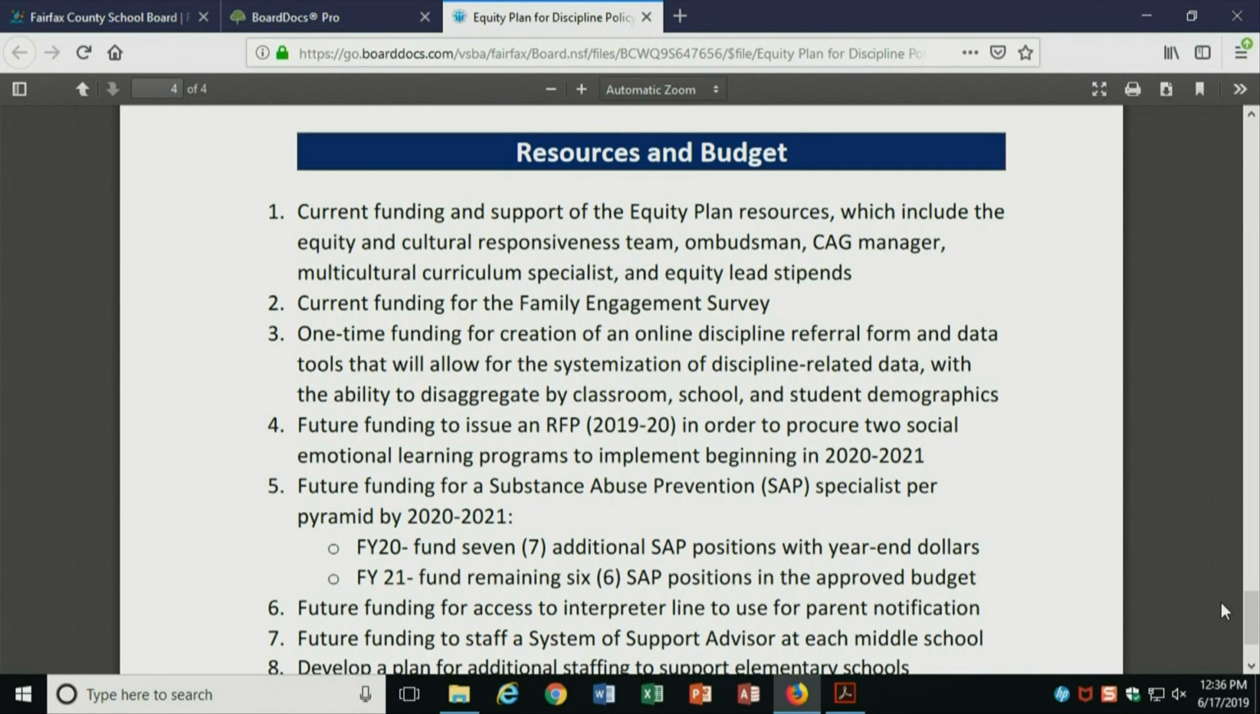The last area is for our resources and budget in order to do this work. Number 1 and 2 are really that we continue the current funding that this board has committed to around our equity plan and our family engagement survey. So continuing that work in our budget, maintaining that there.